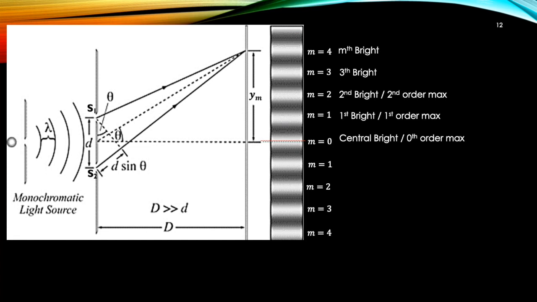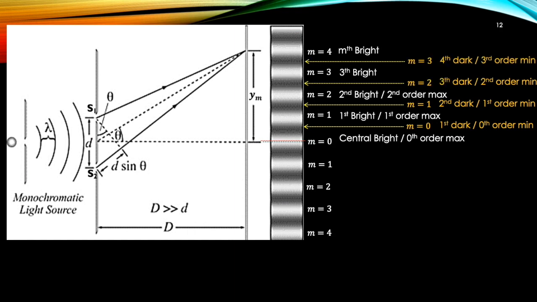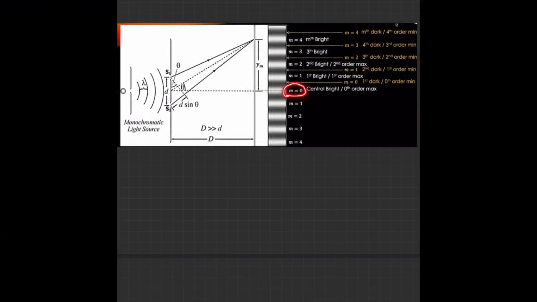But for the dark fringe, m equal to 0, we call it the first dark fringe or 0th order minimum. Same goes for m equal to 1, which is the second dark fringe but first order minimum. m equal to 2 is the third dark fringe and second order minimum, and so on.